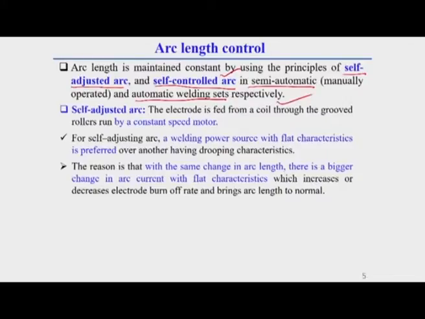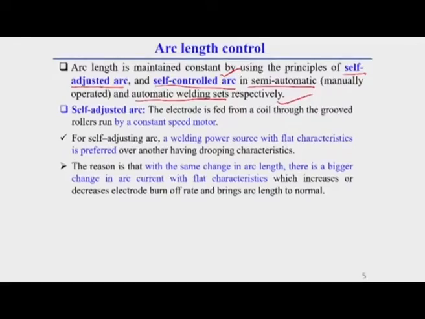In case of self adjusted arc, I have already explained this in detail when I was discussing power source characteristics. This self adjusted arc is also called self regulation of arc characteristics. The electrode is fed from a coil through a grooved roller run by a constant speed motor. So, in self adjusted arc a constant speed motor is used, which supplies the electrode at a constant speed.